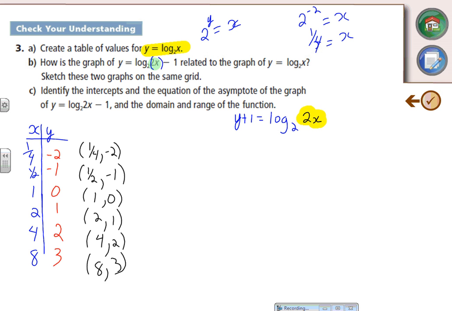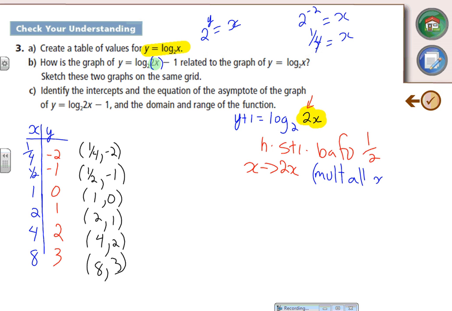Let's start looking at what our transformations are. Stretches, reflections. There is a stretch right here. So that's a horizontal stretch by a factor of 1/2. That was x being replaced with 2x. And that means in English, multiply all x values by 1/2. So we're going to do that to each point.